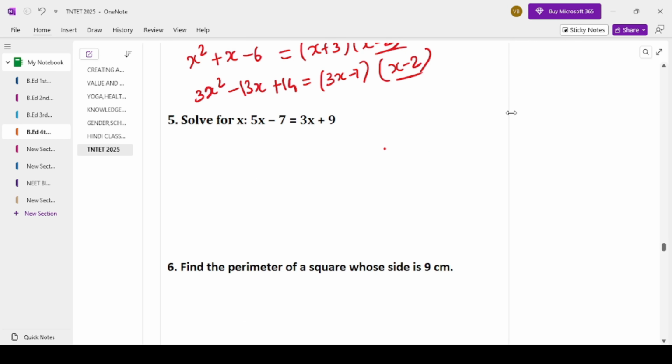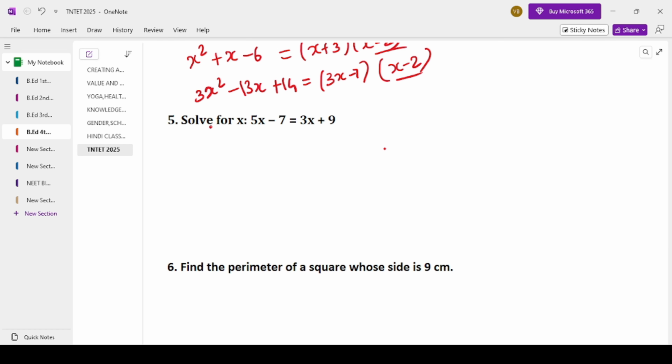So the next question is solve for x, which is 5x minus 7 equal to 3x plus 9. So they have given that, and you have to solve and find x here. So how we are going to do it is, it's a simple linear equation, right? So let's solve it step by step.